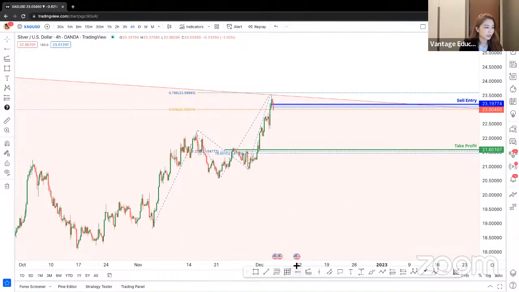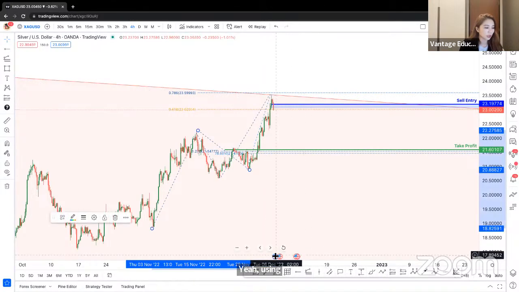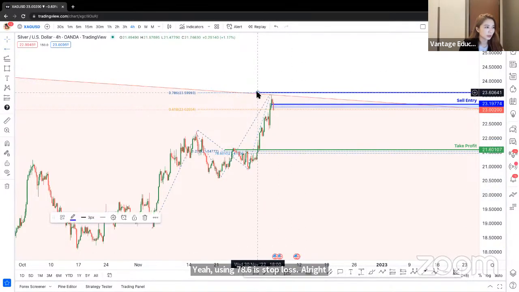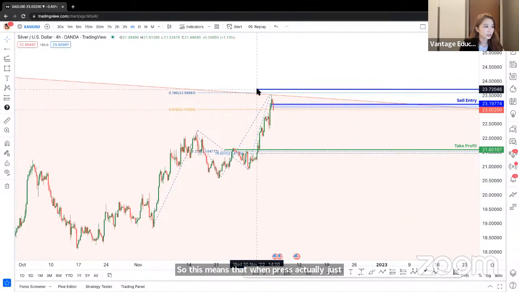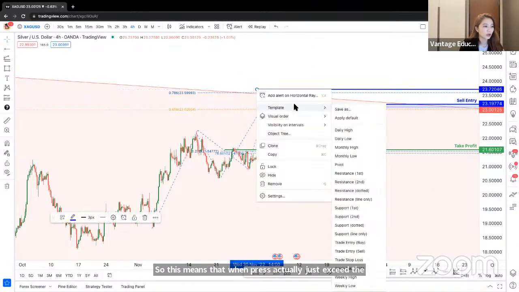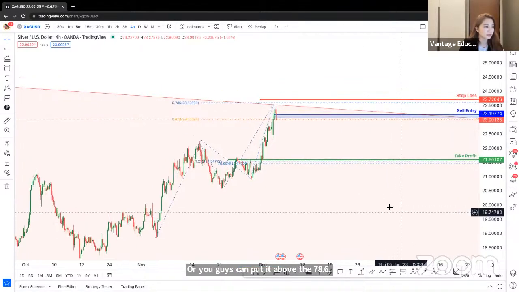We are using 78.6 as a stop loss. This means that when price actually just exceeds the channel, we are stopping, or you guys can put it above the 78.6 for a bit more breathing space. A bit more breathing space.